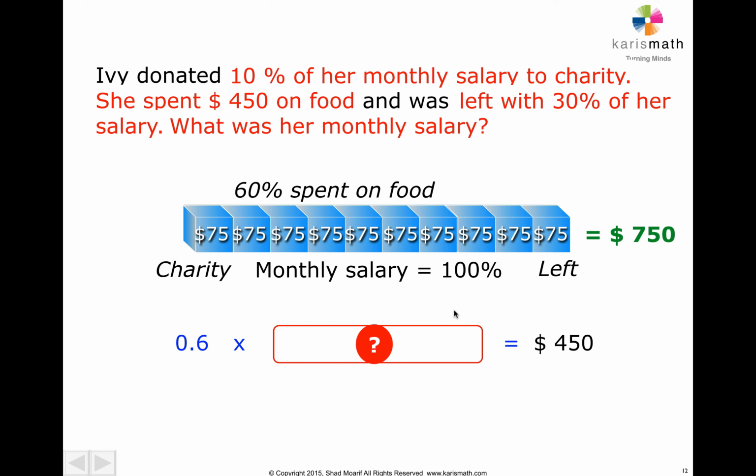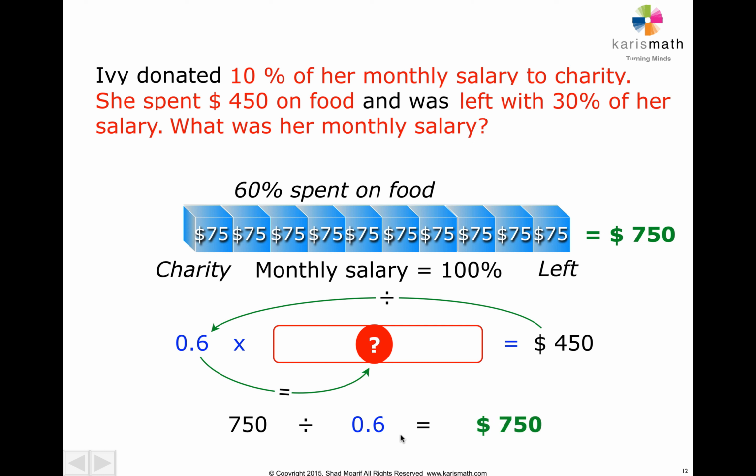We can work out the original. 450 divided by 0.6, and you'll get your answer. And if you do this division, you'll have your answer, $750 in no time. You don't have to go through this whole method of working out visually what the answer is. The answer is right there, and you can get it really fast and really smart.